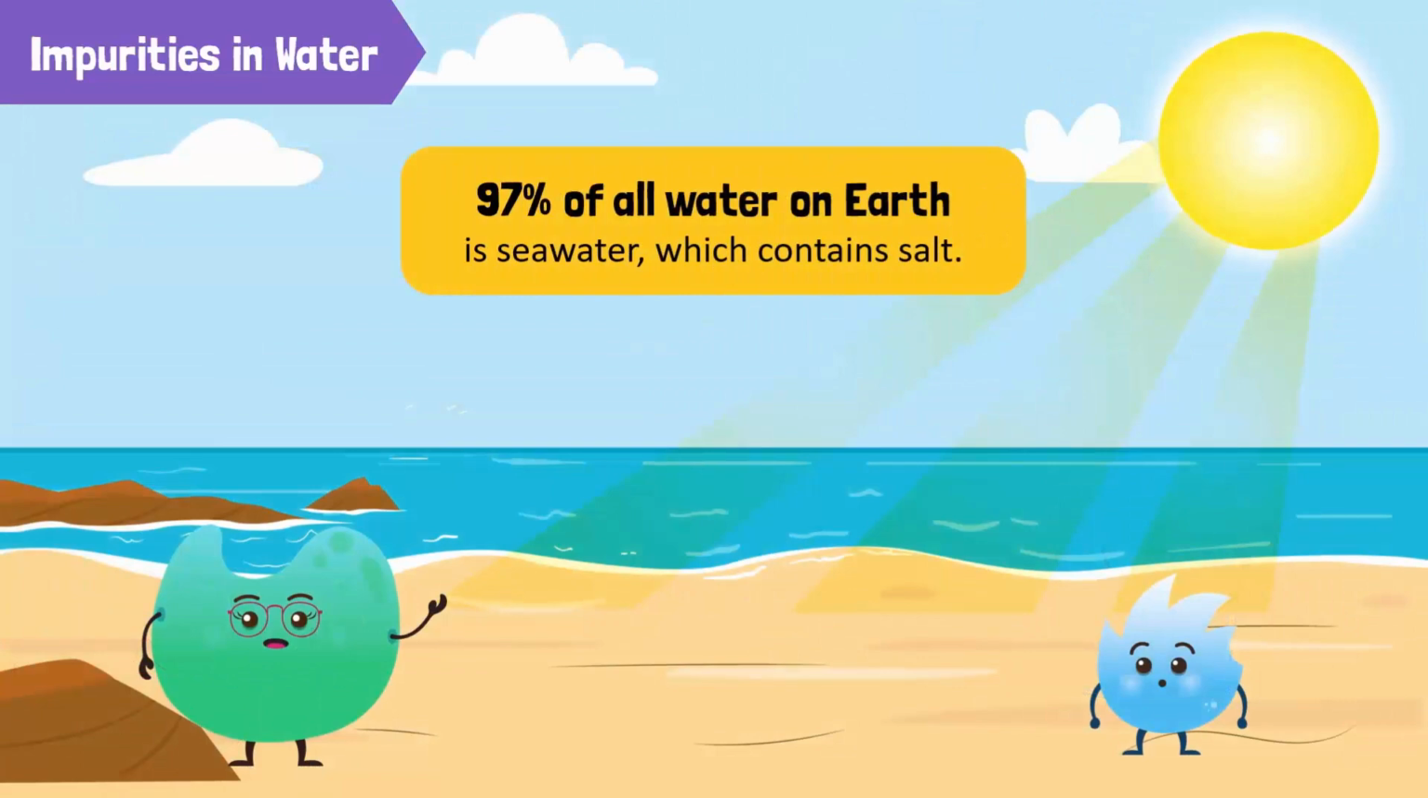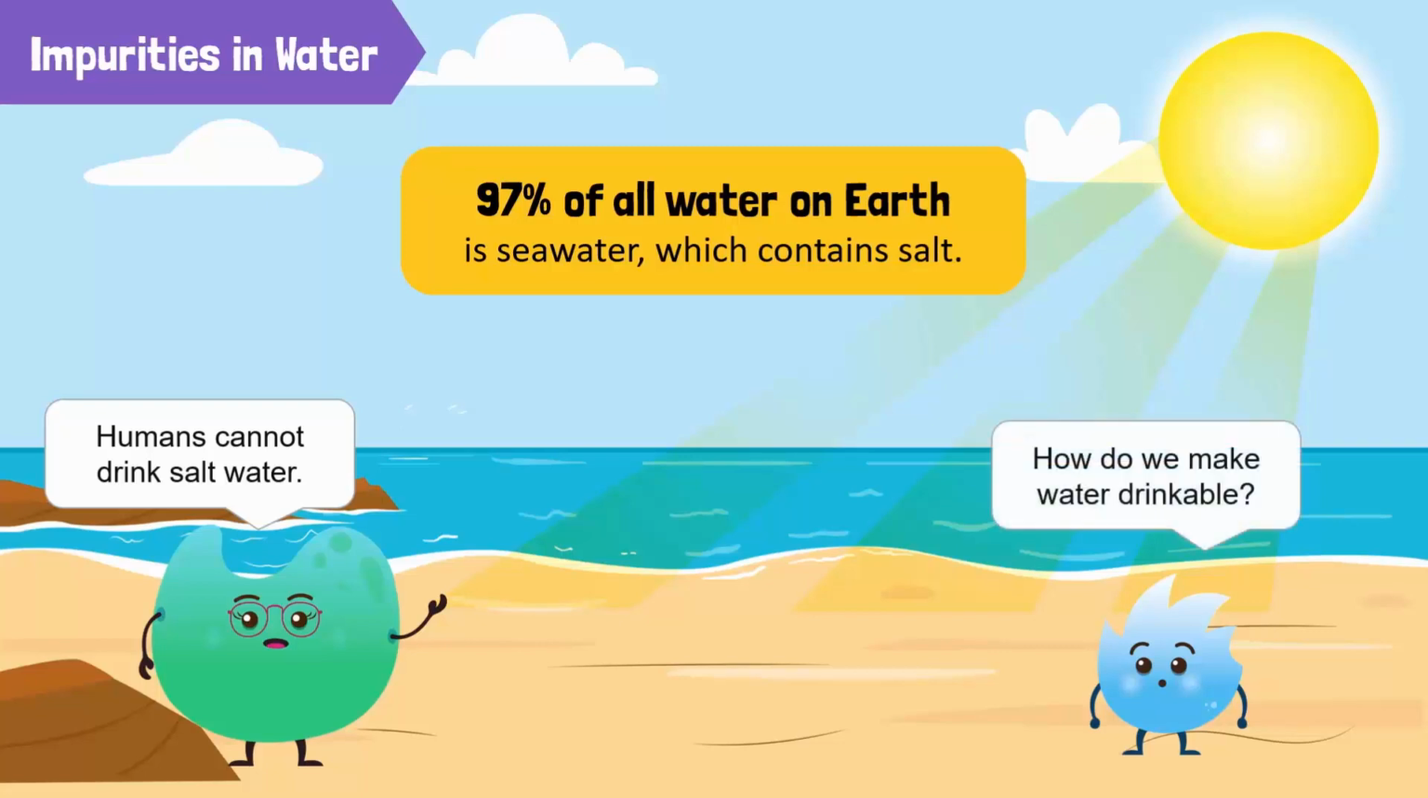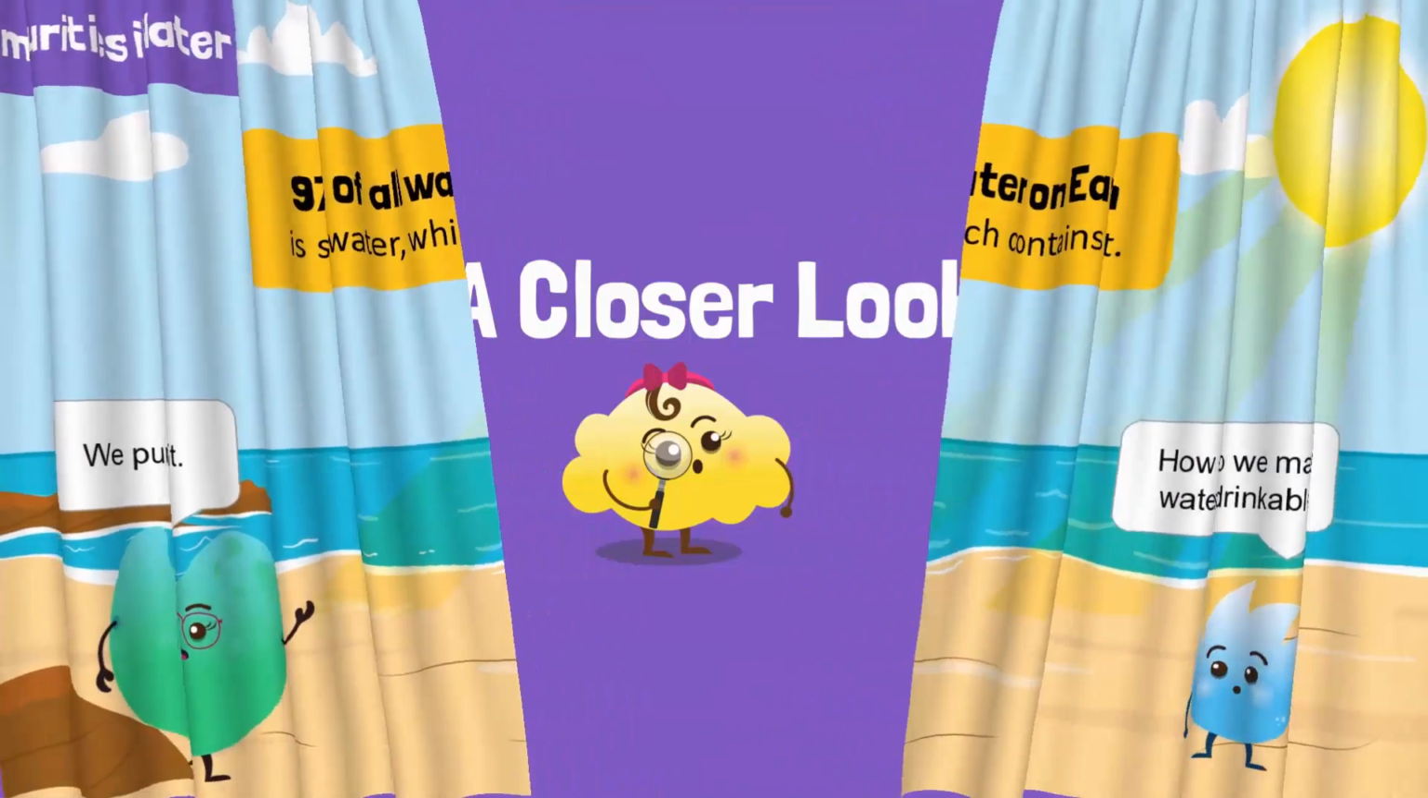97% of all water on Earth is seawater, which contains salt and other impurities. Humans cannot drink salt water and should not drink water that contains impurities. So how do we make water drinkable? We purify it. There are a number of different ways we can do this. Let's take a closer look.